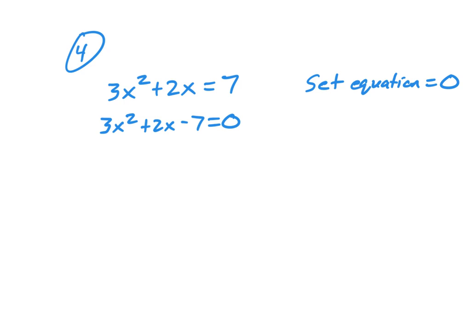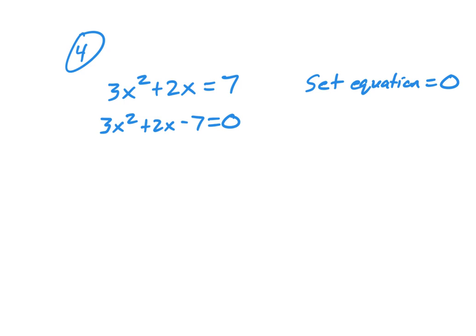Slide and divide would not work here because my product is negative 21. My sum is 2. There is nothing that multiplies to get negative 21 that also adds to get 2. So slide and divide is out. And that would be the only factoring method available to us on this one.